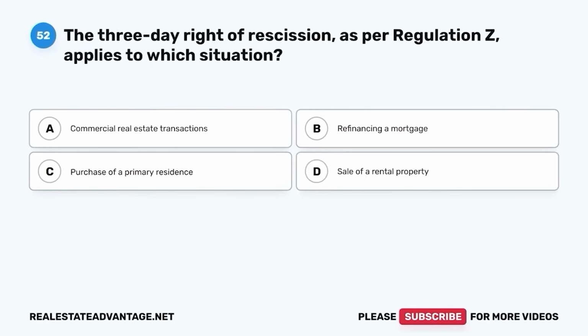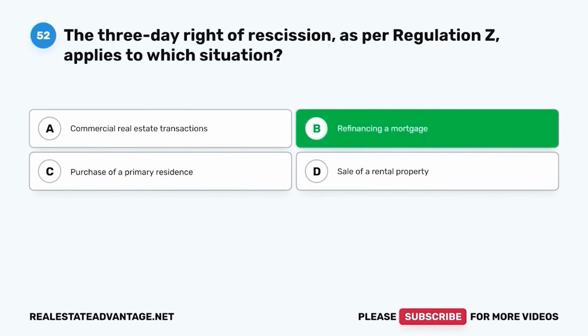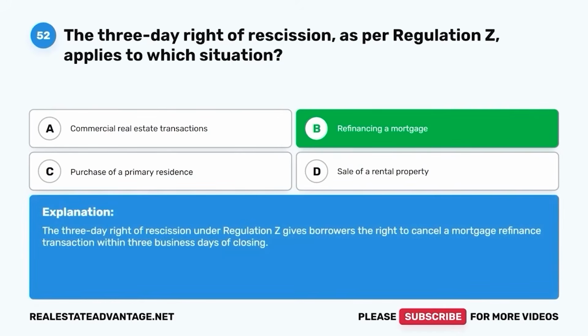Question 52. The 3-day right of rescission, as per Regulation Z, applies to which situation? A. Commercial real estate transactions. B. Refinancing a mortgage. C. Purchase of a primary residence. D. Sale of a rental property. The correct answer is B. Refinancing a mortgage. The 3-day right of rescission under Regulation Z gives borrowers the right to cancel a mortgage refinance transaction within 3 business days of closing.